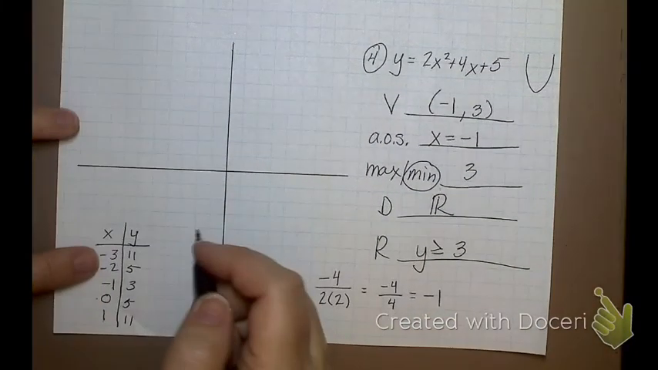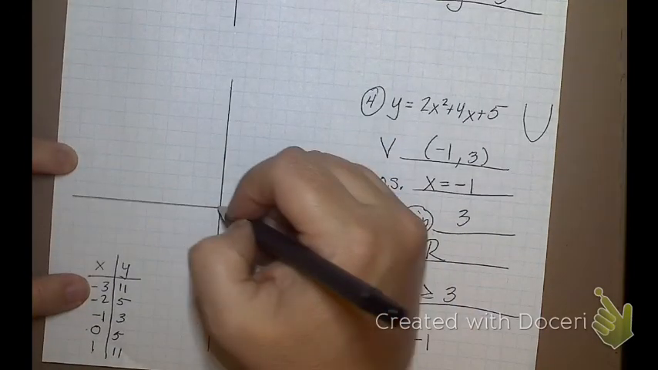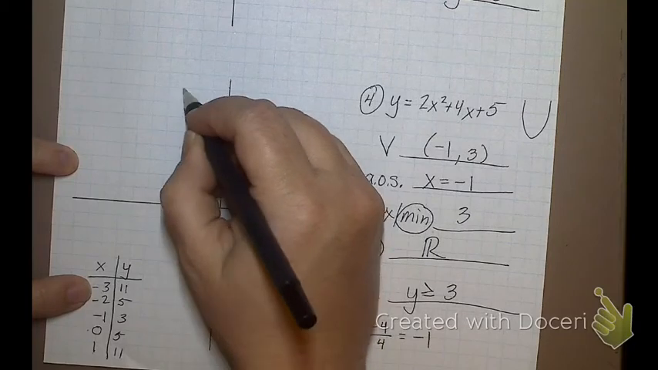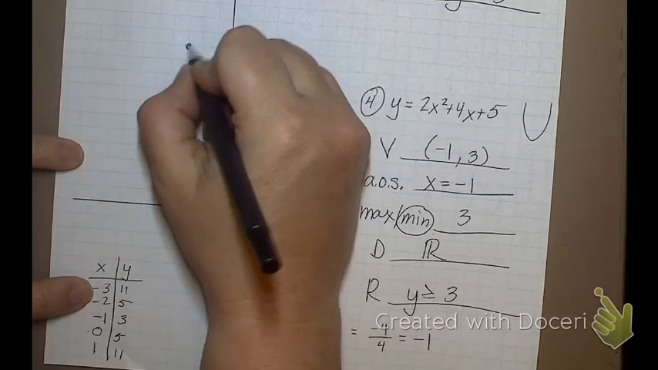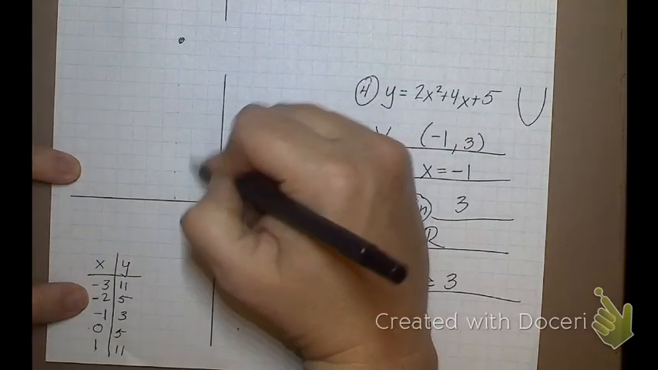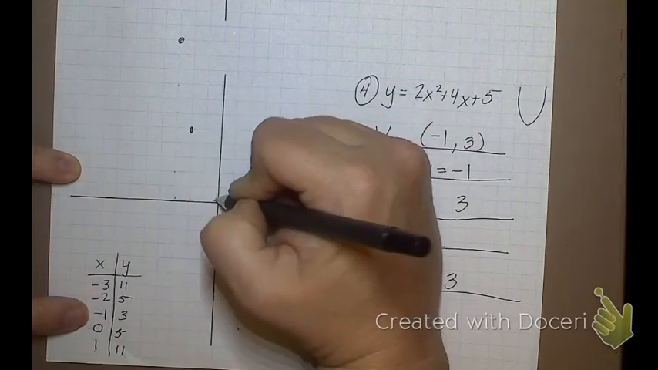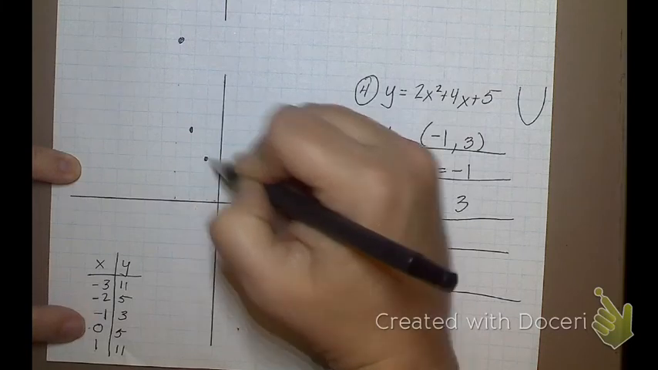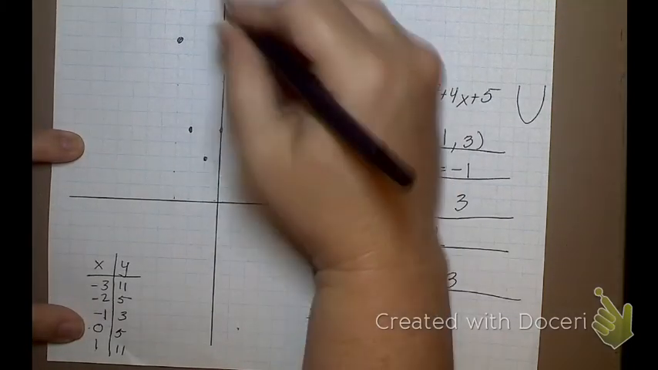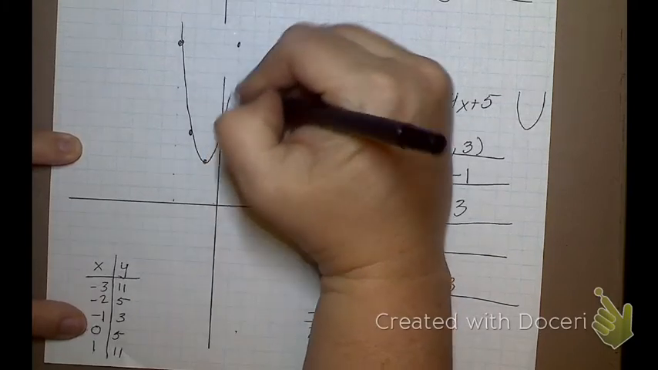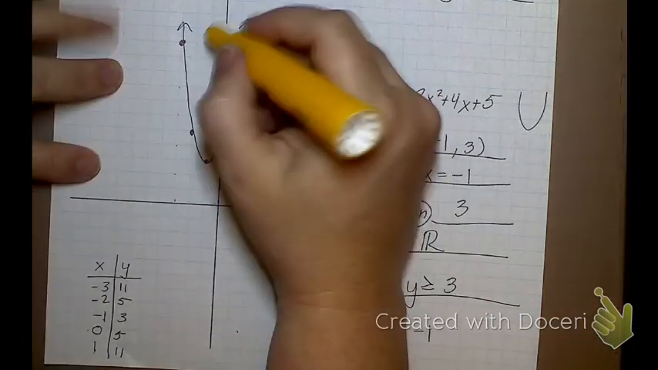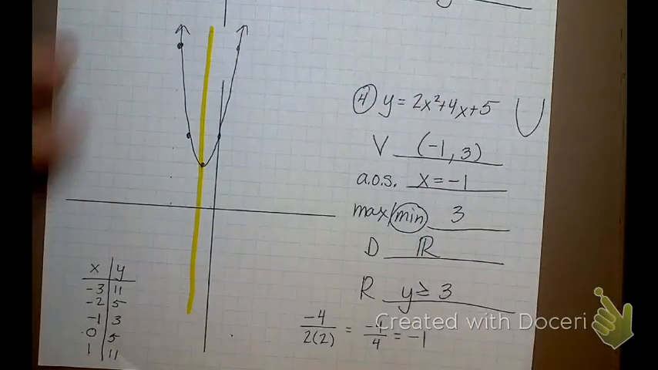And let's plot our points. Negative 3, 11 is really high, all the way up there. And then negative 2, 5. Negative 1, 3. 0, 5. And 1, 11. Fill in my graph. And don't forget your axis of symmetry. And you're done.